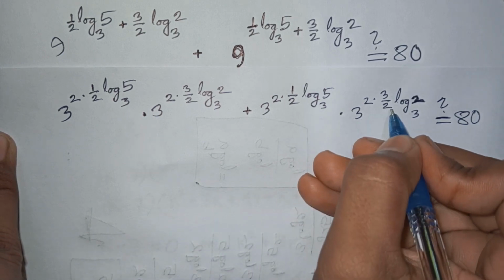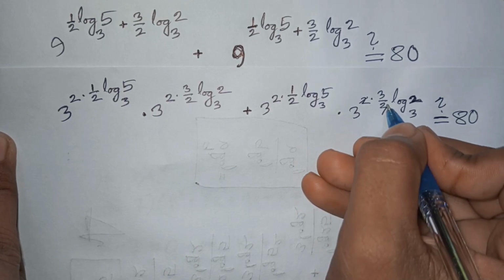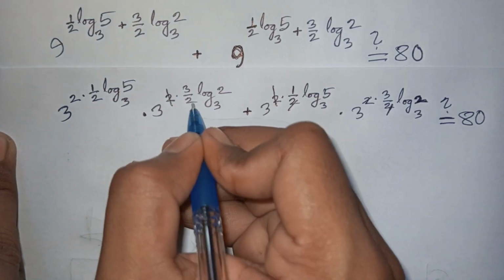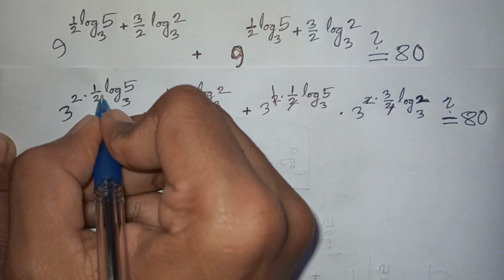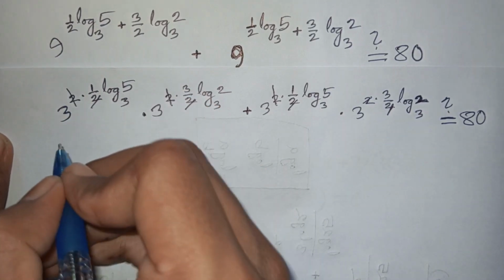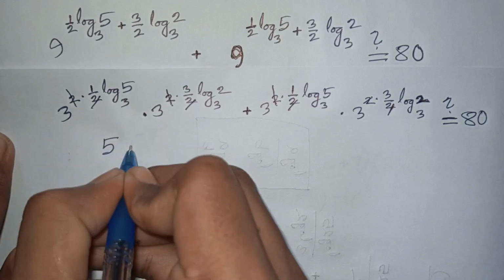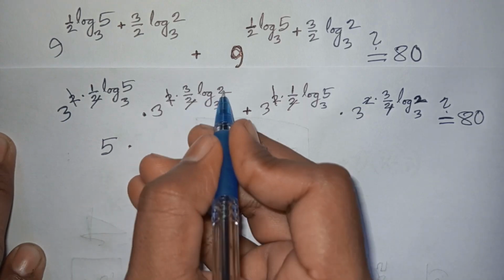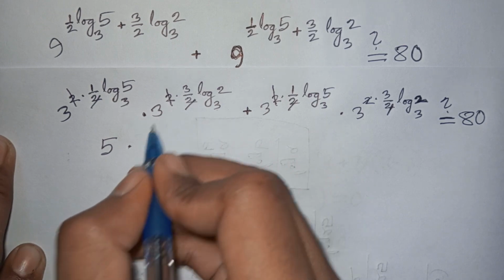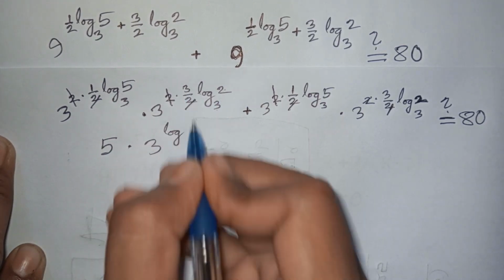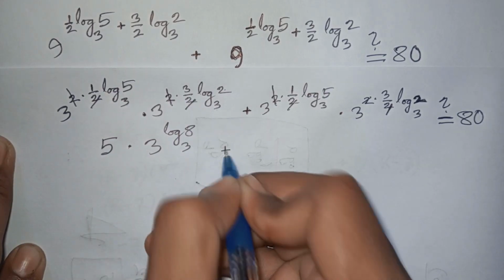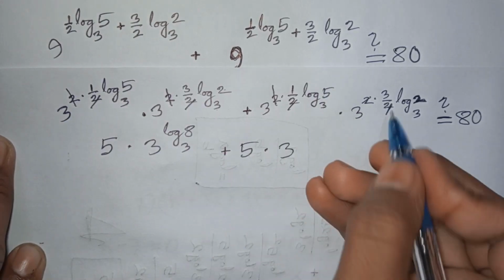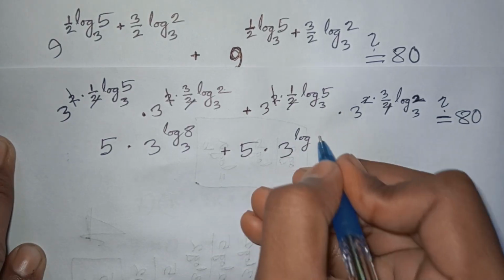Now these 2s will be cancelled. So we have 3 to the power log 5 base 3, that means it will be 5, times 3 to the power 3 log 2 base 3, which is the same as 3 to the power log 2^3, that means log 8 base 3, so that is 8, plus 3 to the power log 5 base 3, that means 5, times 3 to the power 3 log 2 base 3, that means 8.